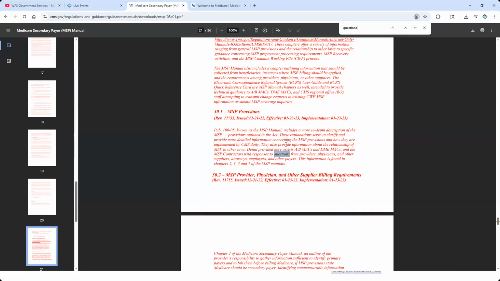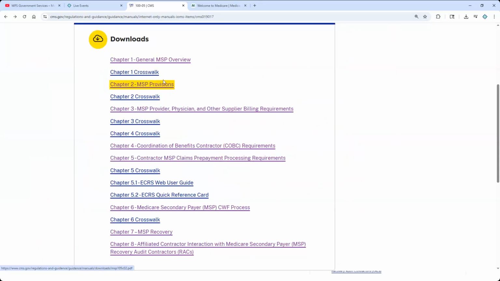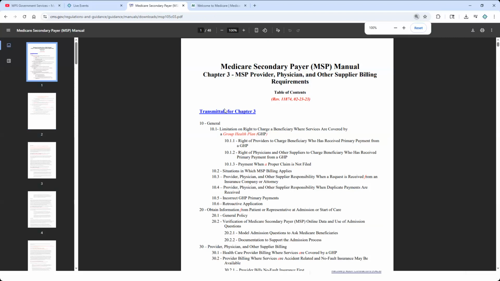Does this provide you with what you were looking for? If not, because there's only one hit by using Control F, go back and try the next section. What's the provisions? What else might you need to know? Whatever you need to know. Let's just use chapter 3 here. Doing the same thing, you'll see, oh wait, questions is there. Use of admission questions. This is what we're looking for.